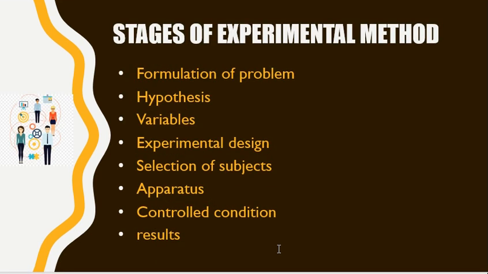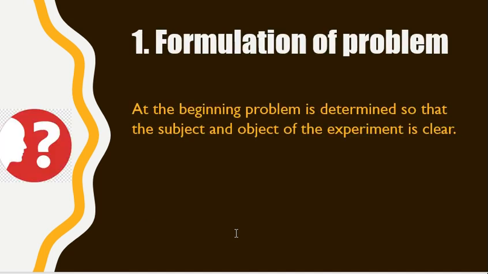there are certain stages of the experimental method. Number 1, formulation of a problem. Number 2, hypothesis. Number 3, variables. Number 4, experimental design. Number 5, selection of subjects. Number 6, apparatus. Number 7, control conditions. And number 8, results. So we are going to discuss these stages in detail one by one. Let's begin with the formulation of problem.